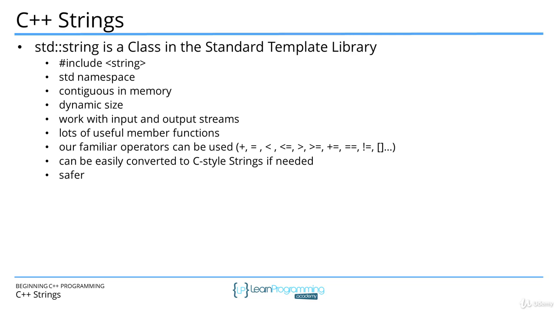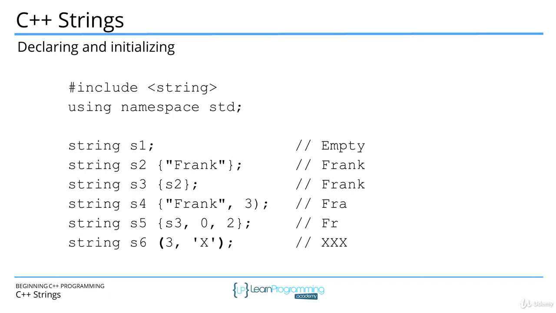Let's see how we can declare and initialize C++ strings. In all the examples in this video, I'm assuming that the string header file has been included and that we're using the standard namespace. Here you can see 6 examples of declaration and initialization of C++ strings. There are other ways as well using constructor and assignment syntax, but I'm mainly using the initializer syntax in this video. In the first example, we declare S1 as a string. Notice that the string type is lowercase.